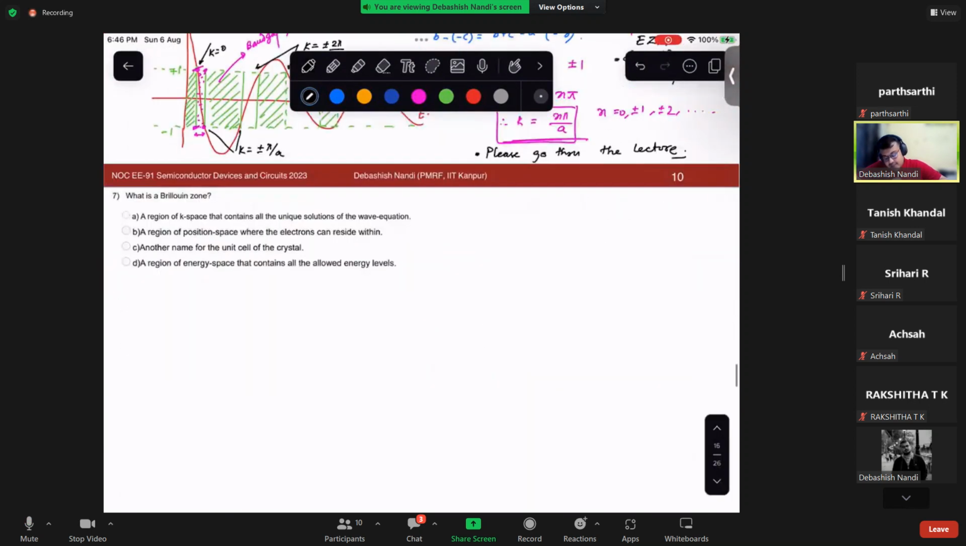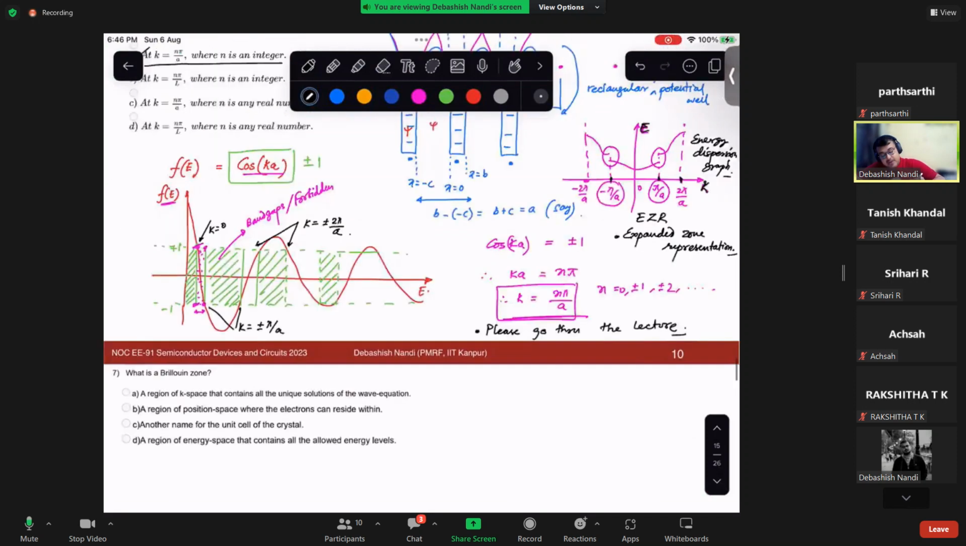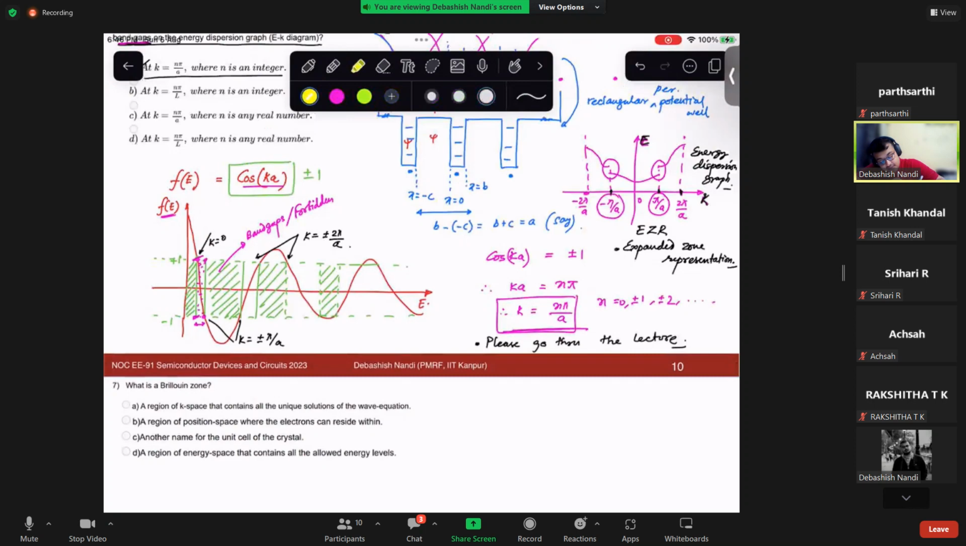So what is a Brillouin zone? Brillouin zone, by the way, let me just, this is a Brillouin zone. Okay. This is another. Let's say this is your another Brillouin zone. Okay. So basically what happens is that this is a set of solution of the Schrodinger equation. Okay. Let me put it in this way. This is another set of solution. So this is called your first Brillouin zone. This is called your second Brillouin zone. These two.